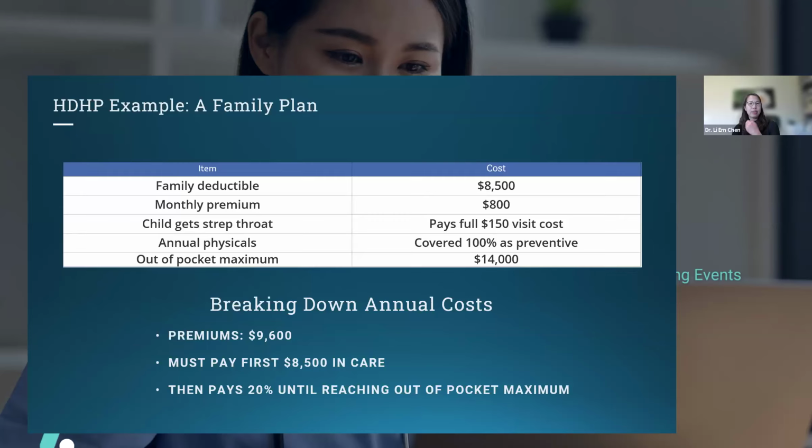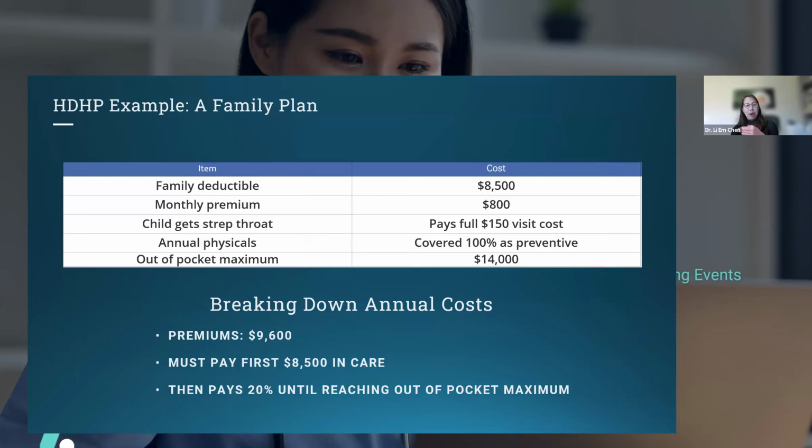So they have to pay $800 to the insurance company every month just to have insurance, right? Their child gets strep throat and goes to the ER. They have to pay $150 for that visit, the full cost, the insurance is not covering any of this, right? Now, annual physicals and preventive care as part of their plan are covered, right? So they don't have to pay anything for preventive care, which is great.